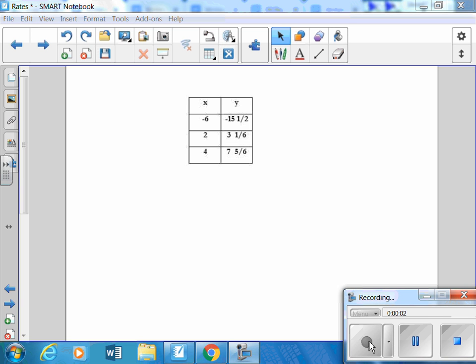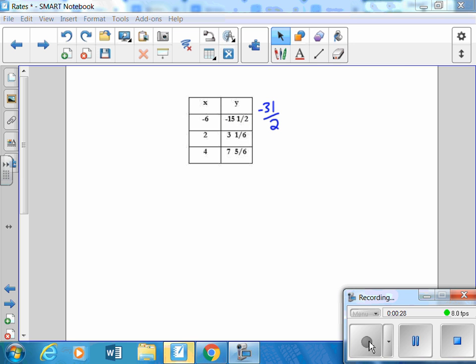Okay, so let's figure out the change in y. And before we do that, I want to convert these mixed numbers to improper fractions. So we're going to take 2 and multiply by 15. That's 30. Plus 1 is 31. So it's going to be negative 31 over 2. That is what negative 15 and a half is.